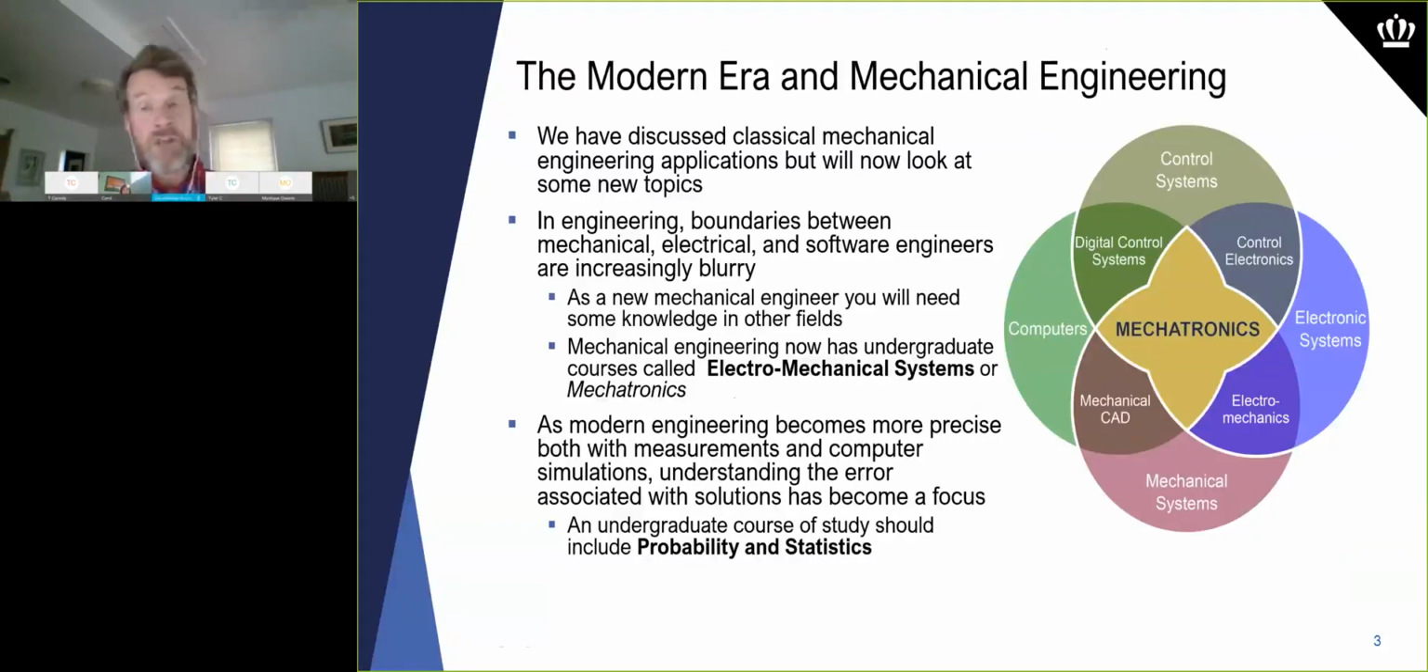Another topic that we're addressing more and more, particularly on the research and development side of things, is this idea of making precise measurements and understanding the uncertainty associated with these measurements. That's not only in experiments that involve physical systems, but also in computer simulations. So we have added a course to the undergraduate curriculum in probability and statistics.